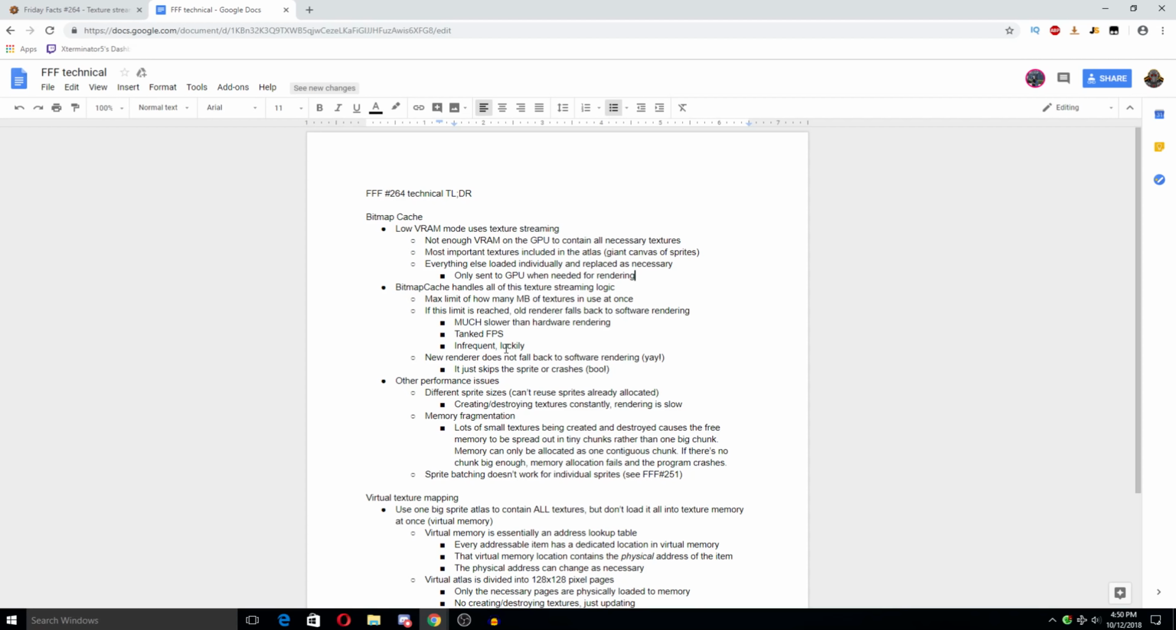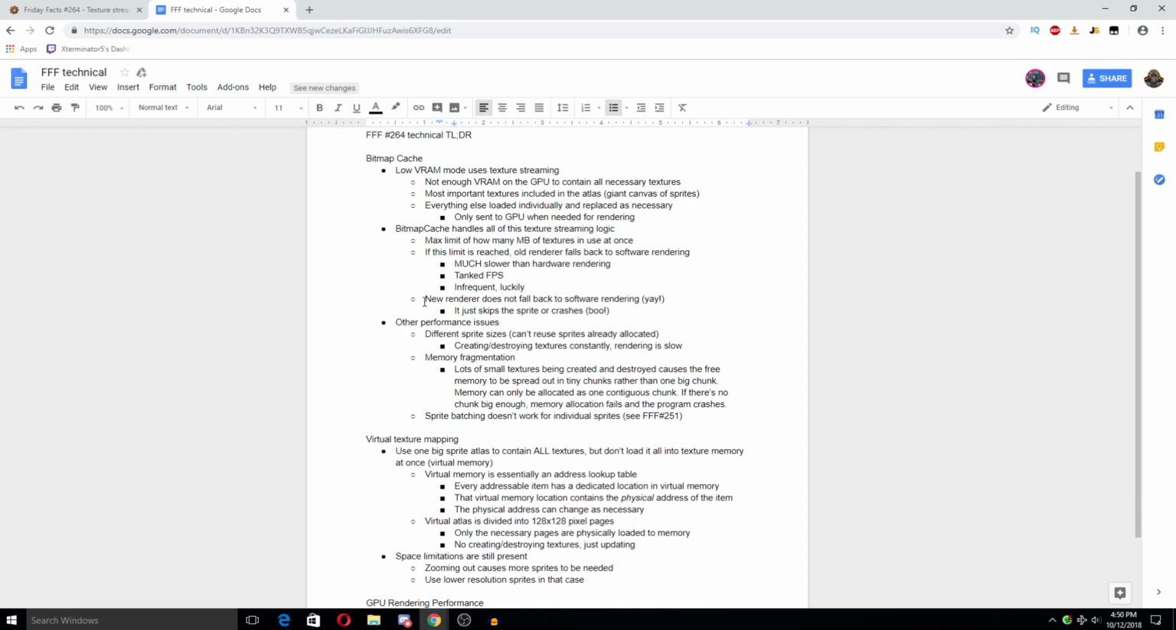And infrequent. Luckily, basically this happens infrequently, luckily. Oh, right. Duh. Okay. The new renderer does not fall back to software rendering. Yay. And it just gets a sprite or crashes. Boo. Yeah, no, crashes are not good. That's usually bad.